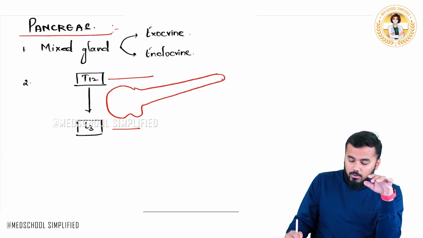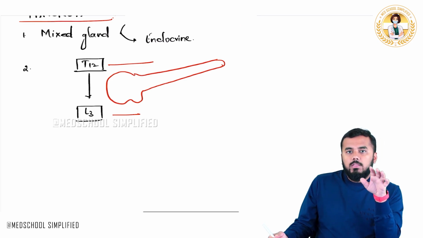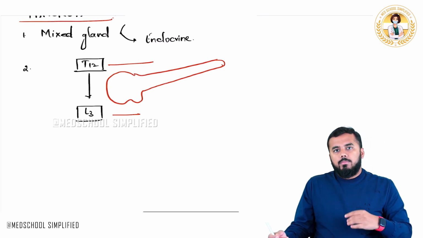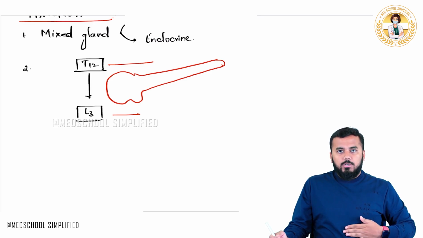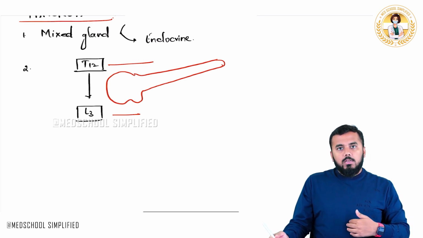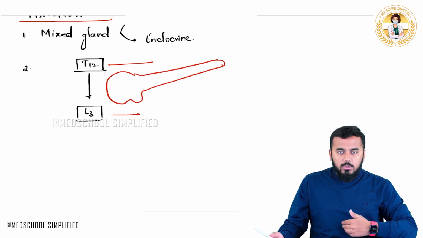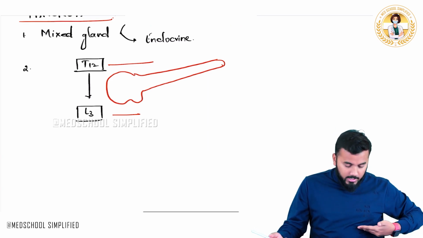Now all of you have to remember one thing, that pancreas is located in the epigastric as well as the left hypochondric region. Here is the epigastric region and this is the left hypochondric region. So here your pancreas is located like this.